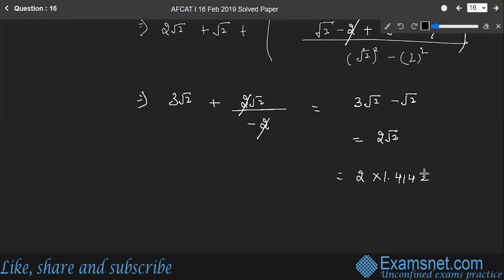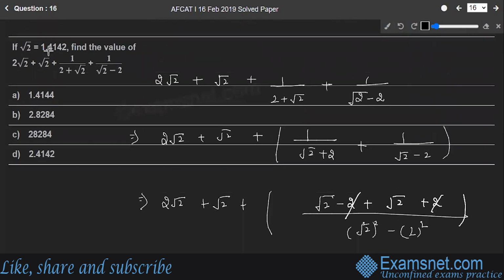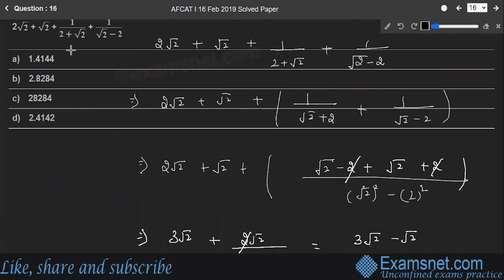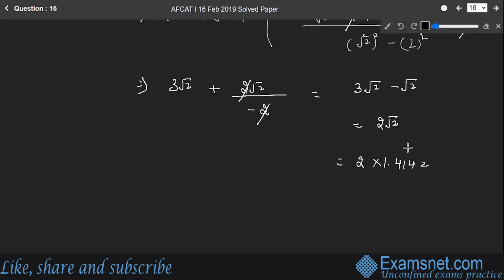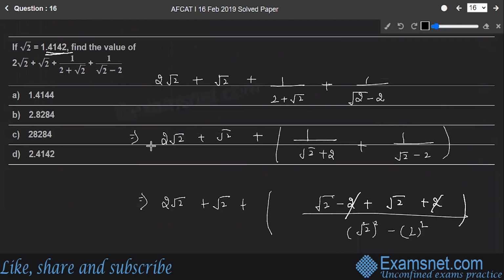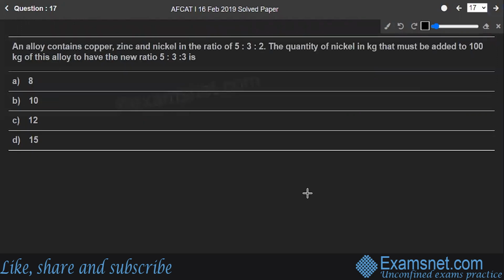1.4142. This is given, particularly this figure is given in the question. You have to pick it up as such. You can't take 1.414. You have to take it complete. So the answer will be 2.8284, which is option B. So here we have the correct answer to our problem. Hope you're clear. Next is question number 17.